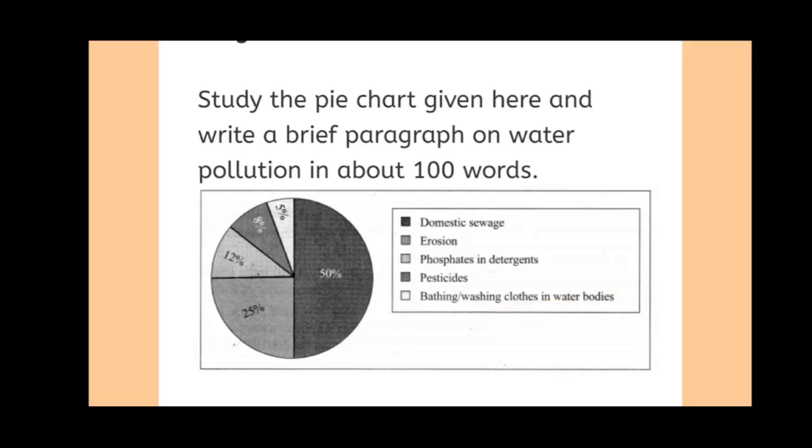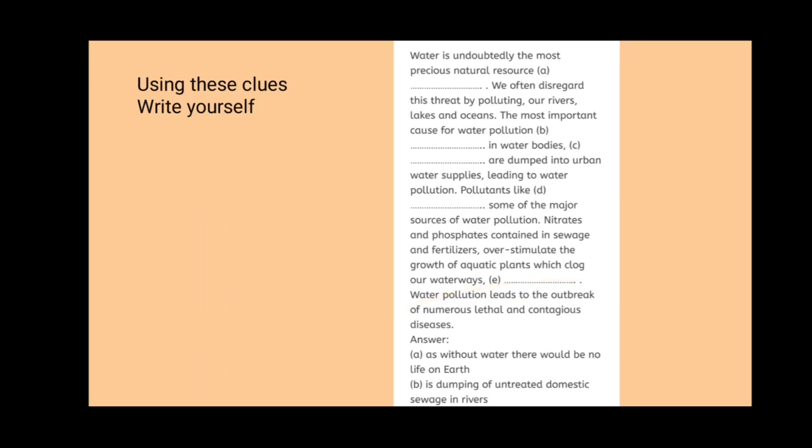Next is this pie chart. This is about water pollution. Reasons of water pollution. These are some clues about this paragraph. You write yourself. You can take help from these lines.